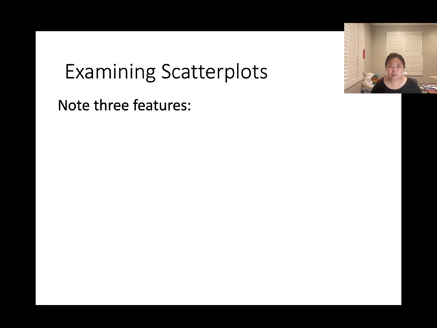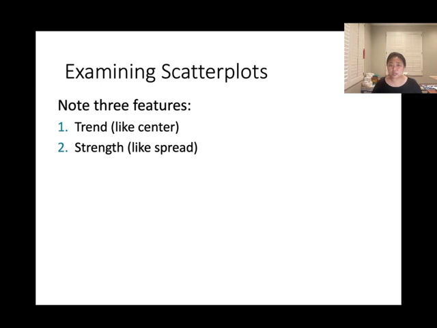Examining the scatterplot. Number one, trend. Just like the center, we want to see the general tendency of the scatterplot. Will all the points go up, like uphill, or go downhill, or is there no predictable trend? Second, the strength, like the spread. We want to see if the data is close together or spread out. Number three, the shape. What does the shape of the scatterplot look like?